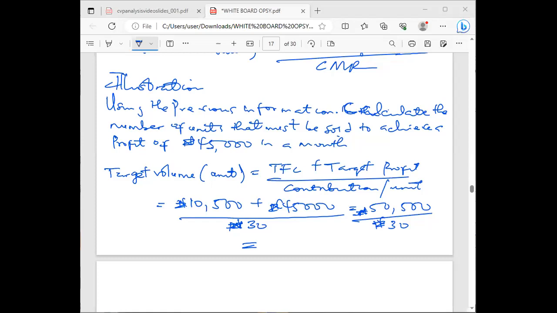1,683. 1,683 units. Let's put it as 1,683. So this is units that must be produced and sold to achieve a target profit of 45,000 naira in a month.